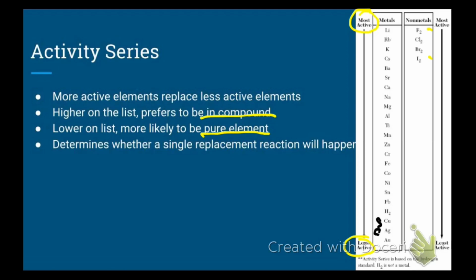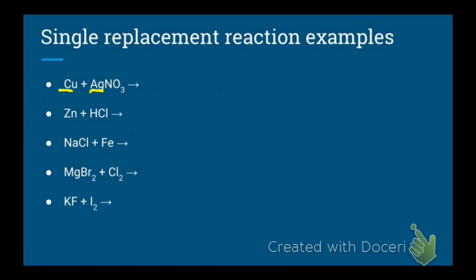Silver is in our compound. We look at our notes here, we say that higher on the list prefers to be in a compound, lower on the list prefers to be single. Right now the single one is higher, so the reaction's going to happen. So what's going to happen is our copper is going to kick out our silver, and silver is going to be by itself. So we're going to end up with just Ag, and then we're going to end up with copper nitrate.